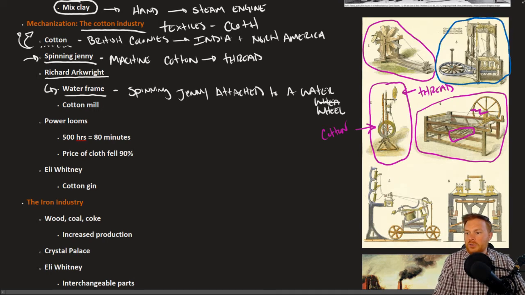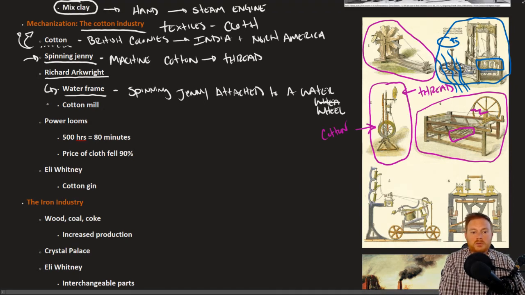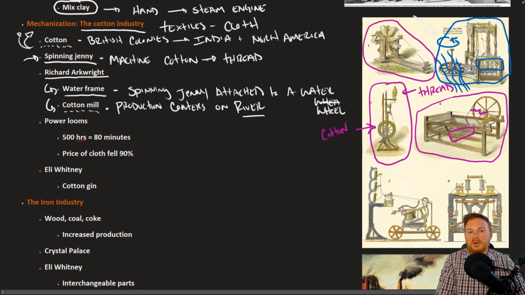And right here, this wheel could be set up in a way so that if water was running past it, for example, it would spin around. And that would produce what was needed in order to create the spools of thread from either cotton or wool, increasingly cotton. And this allowed for the creation, even before steam engines, of what were called cotton mills. And again, these might be production centers on rivers. And because they required a river in order for the power source to be used, cotton mills were exclusively found where waterways were.